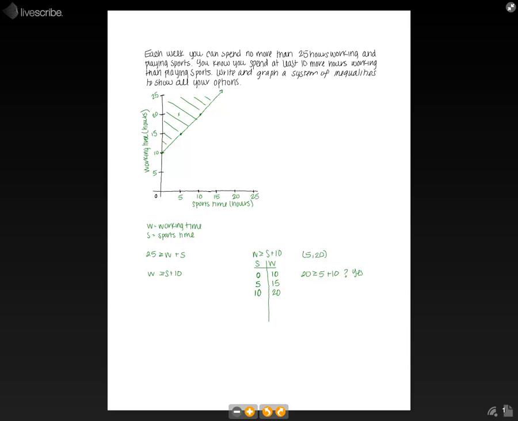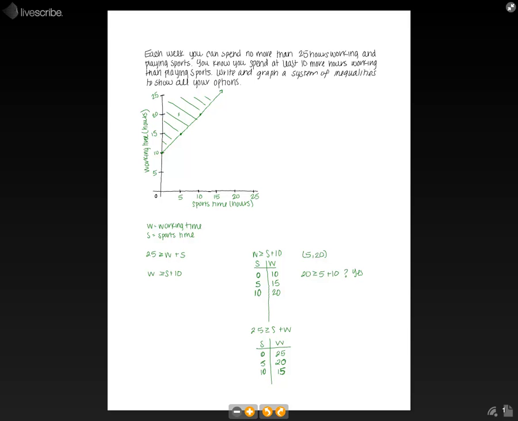Alright, so now let's graph the second one, which is going to be 25 is greater than or equal to sports plus work. Sorry, I flipped those around. Sports plus work. Alright, so if we spent 0 hours playing sports, that means that we could spend up to 25 hours working. Likewise, if we spent 5 hours playing sports, we would only have 20 hours for working. So if we spent 10 hours playing sports, we'd have 15 hours for working.